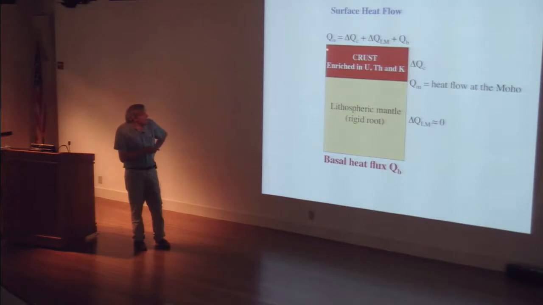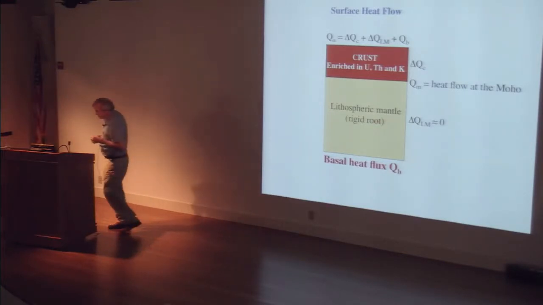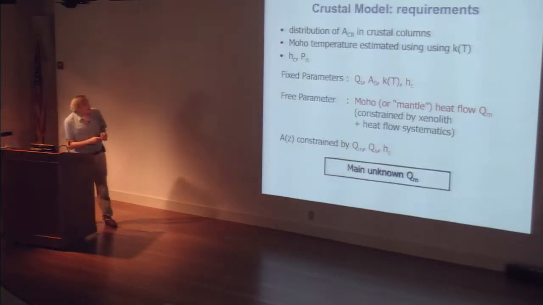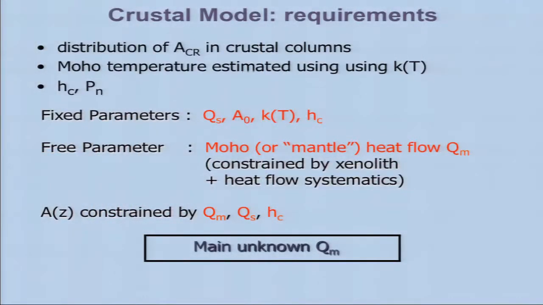So to make sense of the heat flow data, we must account for what's produced in the crust. And we must estimate the heat flux at the Moho. So some requirements: you need to know the distribution of radiogenic heat production. Then you have to account for the temperature variation of thermal conductivity, which is significant. It varies by more than a factor of 2 over the temperature range that we're interested in. Then you need, of course, to know the crustal thickness, and I will show you later how we can correlate temperatures with P and N velocities, and I will show you why we've chosen that.